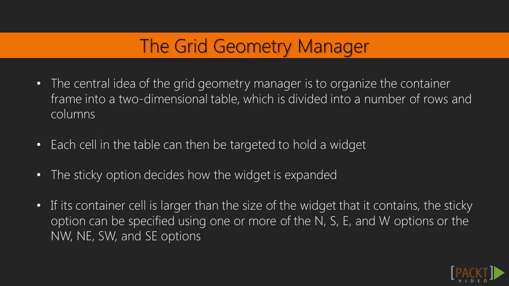Within each cell, you can further align the position of the widget using the sticky option. The sticky option decides how the widget is expanded. If its container cell is larger than the size of the widget that it contains, the sticky option can be specified using one or more of the N, S, E, and W options or the NW, NE, SW, and SE options. Not specifying stickiness defaults to stickiness to the center of the widget in the cell.